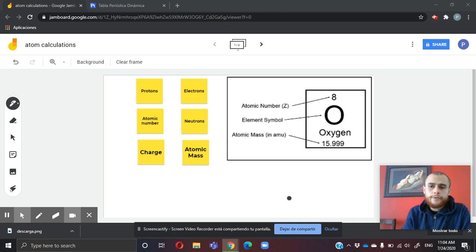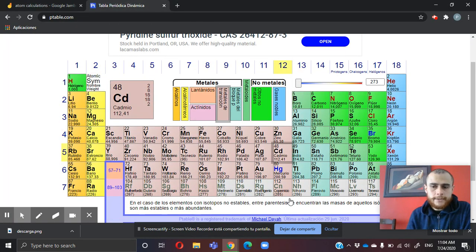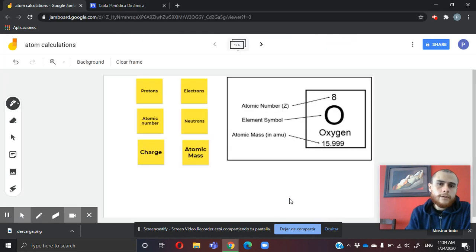Okay, so we are going to do some calculations here from the periodic table. When we have our periodic table, there is several pieces of information that we can get. In this case, from the top number, we can get the atomic number. We have also the symbol, the name in some occasions, and on the bottom, which is very important, we have the atomic mass. Now, from this information, I can calculate essentially these six things. We can calculate the protons, the electrons, the atomic number, the neutrons, the charge, and the atomic mass.